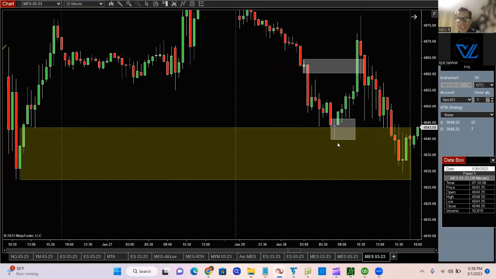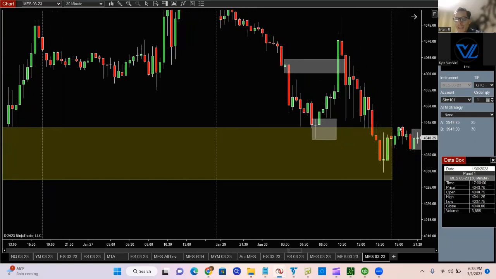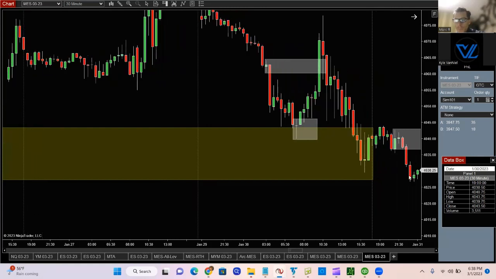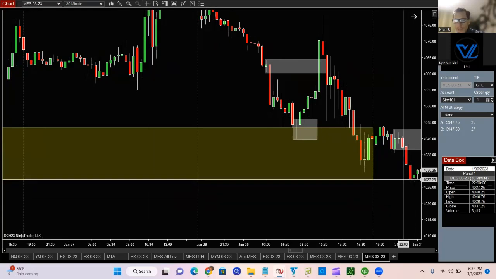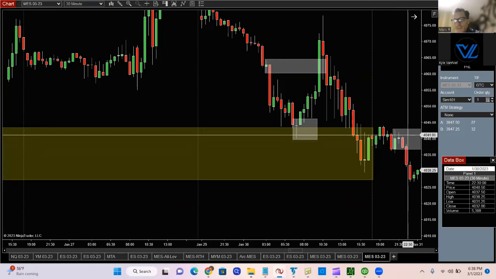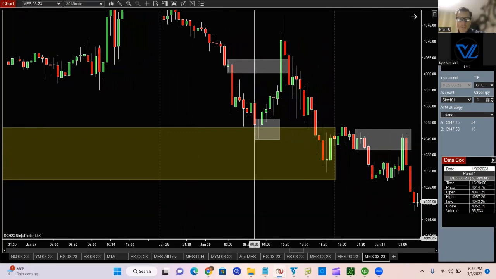This was a level, and price came in here and pushed up, and came in and pushed up, and came in and pushed up, and then couldn't quite get out of the level, came down and went lower than this low right here, and actually went lower than the bottom of the level. There's a good chance that this level will hold. In this case, it did.